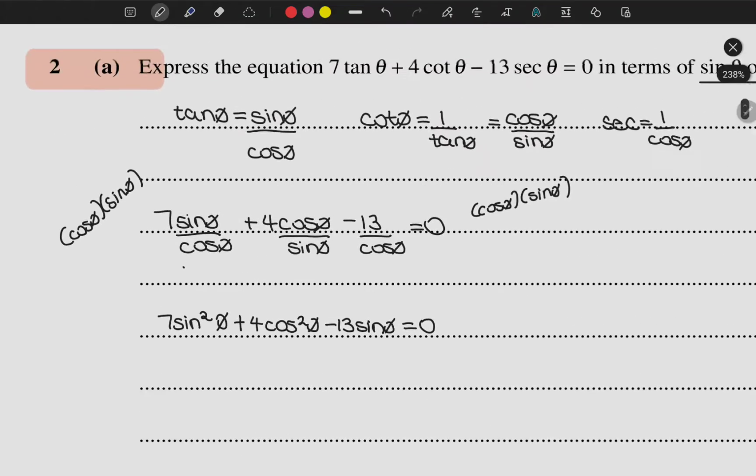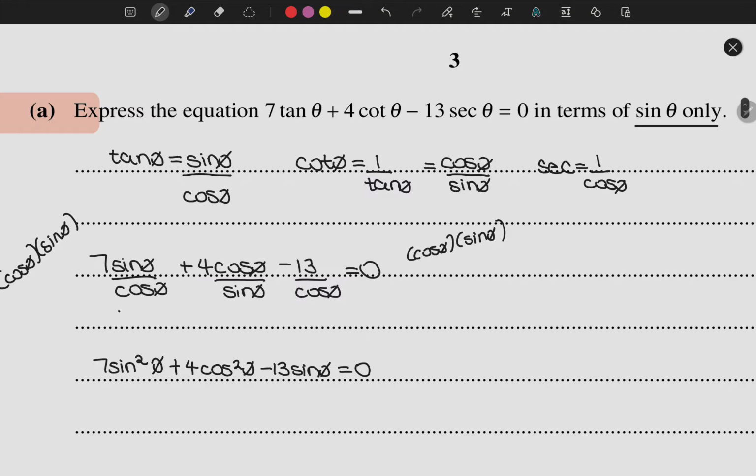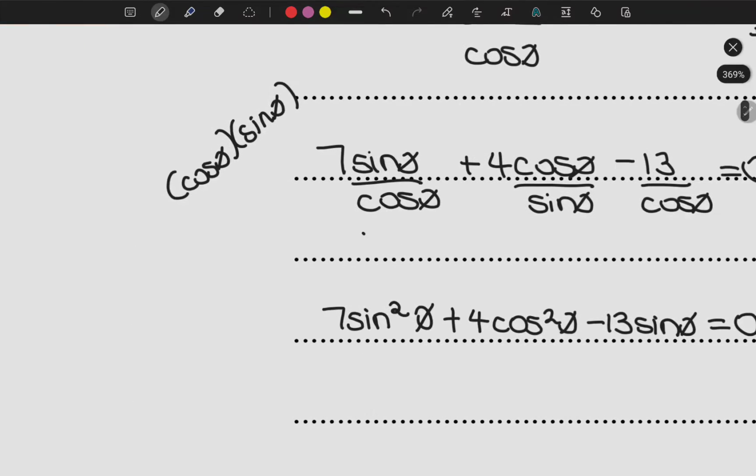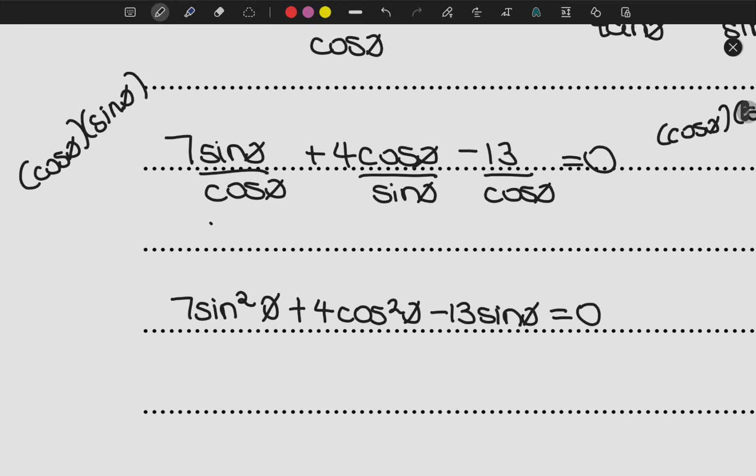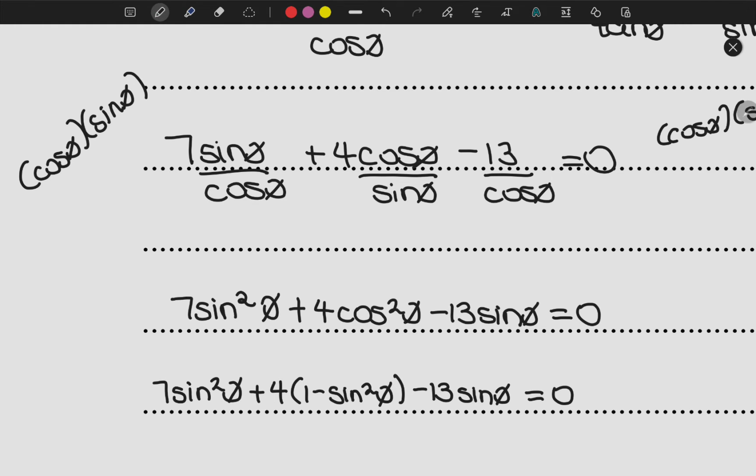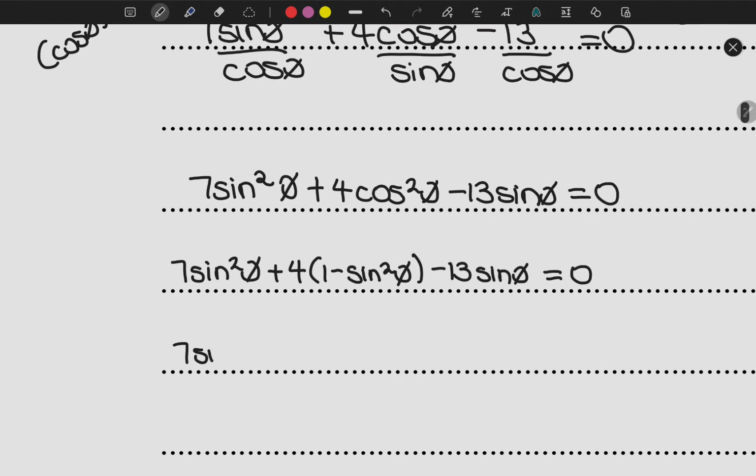Okay, so we've simplified it a bit, but it says in terms of sine theta only, and we have a cos squared theta. But we know we can use the identity, we just write that as 4 times cos squared theta is equal to 1 minus sine squared theta, and you can find this in your formula sheets as well. So you don't really have to remember it, but it is nice to remember, so you don't have to go to your formula sheets. Is equal to 0, and then we can expand.